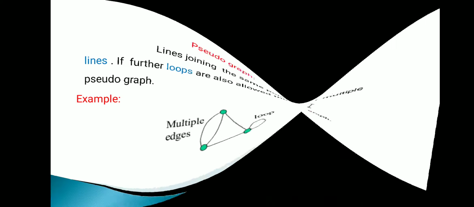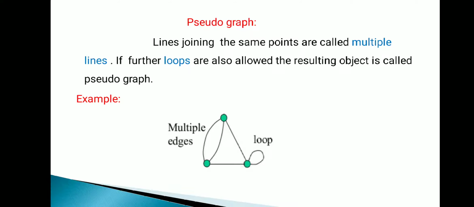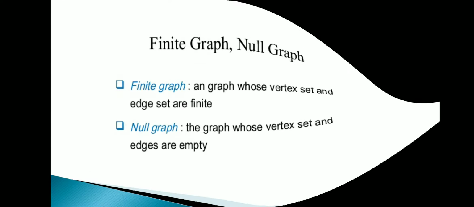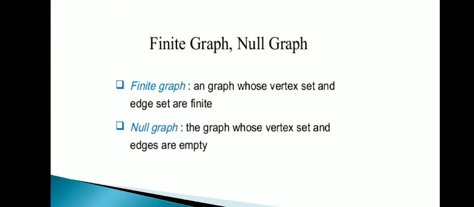If loops are also allowed, the resulting object is called a pseudograph. A loop is an edge that connects a vertex to itself. It makes a circle. We consider the following graph, which has multiple edges and loops, so it is a pseudograph. Next, a graph whose vertex set and edge set are finite is called a finite graph, and a graph whose vertex set and edge set are empty is called a null graph.